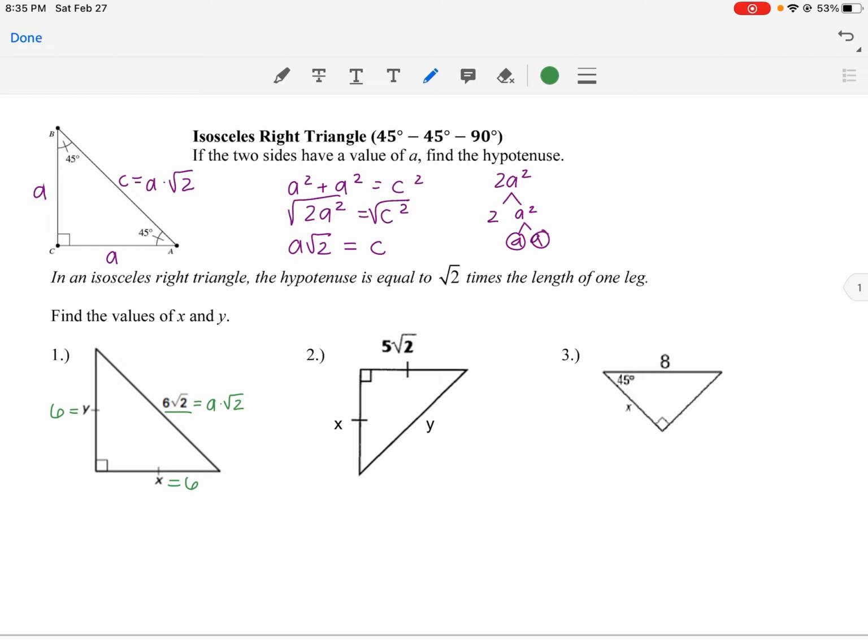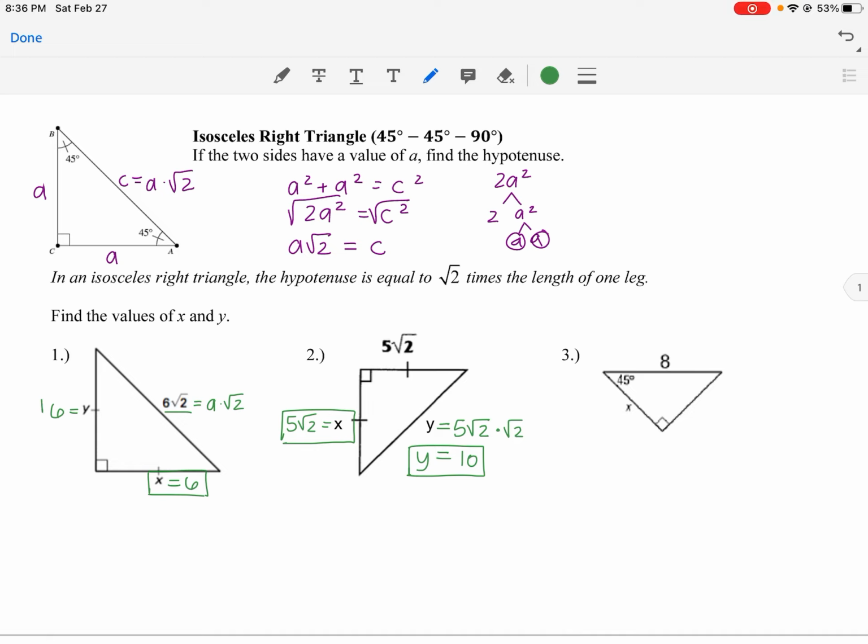This next picture tells us that one of the sides of the triangle is 5 square roots of 2. So it means, since it's isosceles, that x would also have to be 5 square roots of 2. So then, in essence, our value of a is like 5 square roots of 2 here. So the hypotenuse y would be 5 square roots of 2 times another square root of 2. You could do that in your calculator, or you should maybe know that square root of 2 times square root of 2 is just 2. 5 times 2 gives me 10. So y equals 10 here.